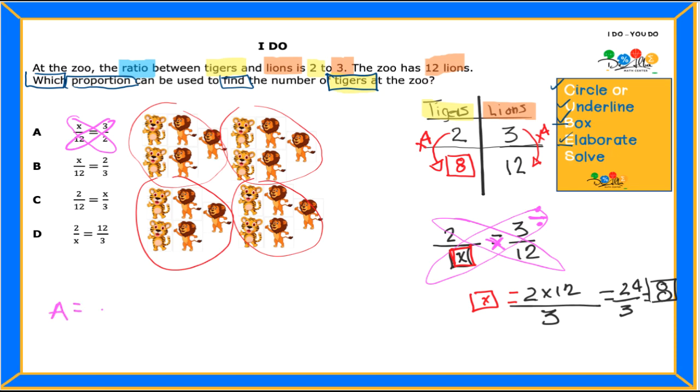Choice A says that x equals what two numbers are across? 12 and 3. And then which number is by itself? The 2. There. So if we work it out, that would be 12 times 3, which is 36, divided by 2. And that's going to be 18. So you see it's not working.